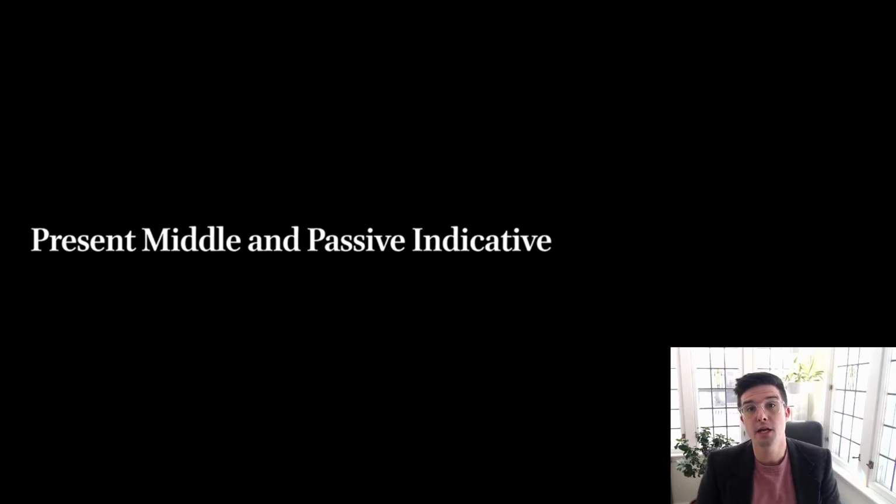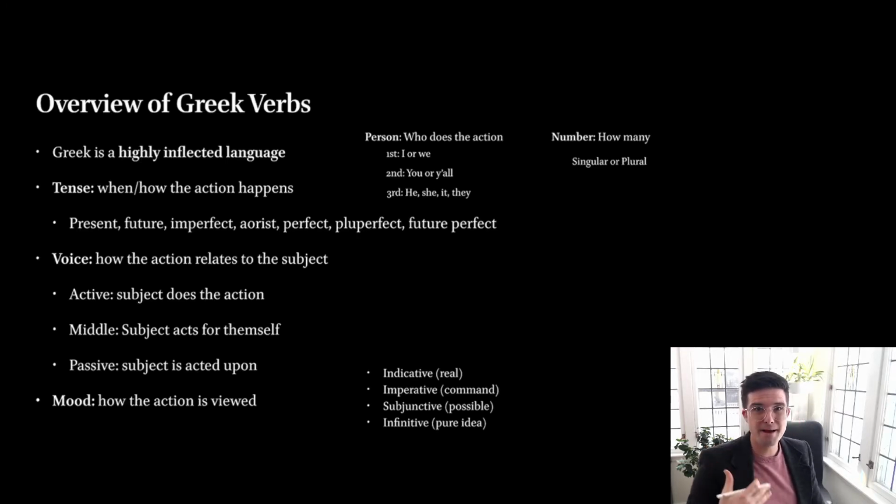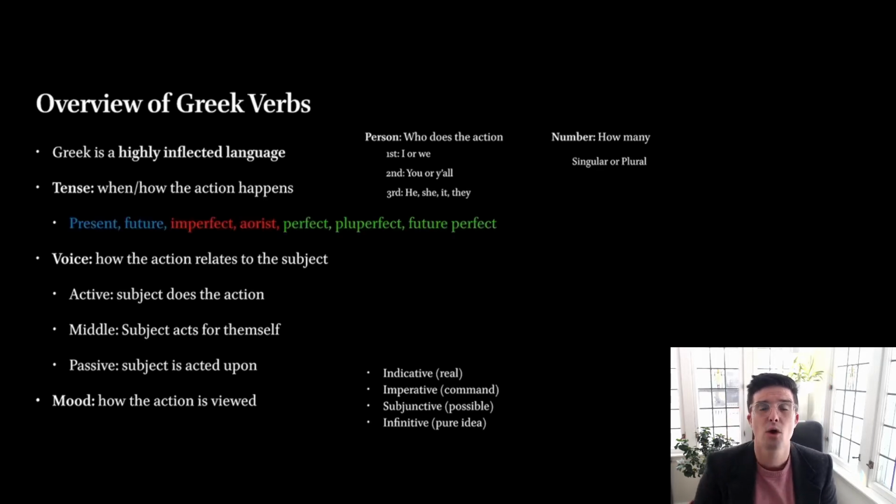In this video, we introduce the present middle and the present passive indicative of Koine Greek verbs. You may or may not have heard this before, but Greek is a highly inflected language, and it's going to change its forms based on the grammatical function of a verb or noun in a sentence. With respect to verbs, we've seen this particularly with the different tenses: the present, the future, the imperfect, the aorist, the perfect, and the pluperfect are all formed in different kinds of ways.